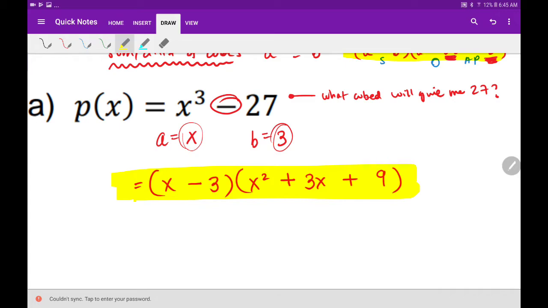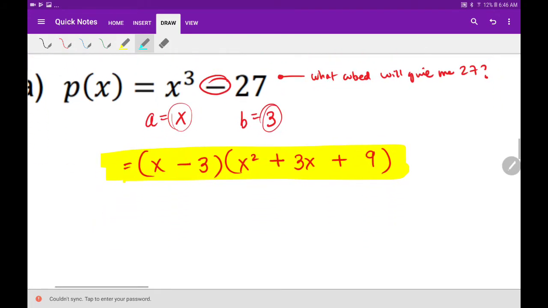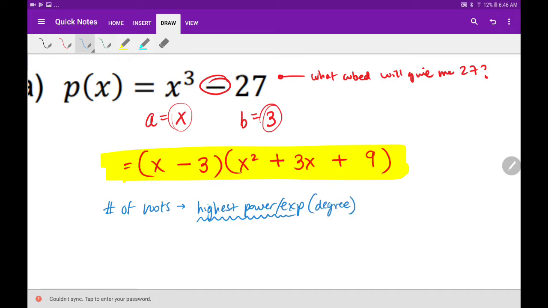So we've done part of the question. The other part of the question said, find the number of roots. So here's a little nifty thing to know, a little nifty tip. The number of roots usually equals the highest power in the polynomial, or the highest exponent. Another word for the highest power exponent is the degree of the polynomial. Well, in this case, our highest exponent for x is 3. So we have 3 roots. Pretty straightforward.